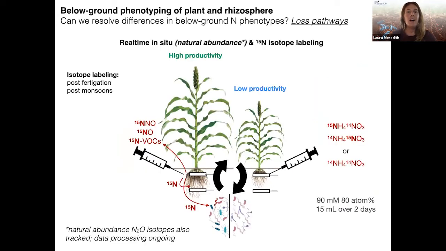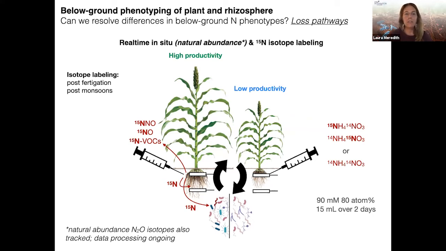One other angle that we took is to look at the isotopes of the nitrous oxide and nitrogen gases in the rhizosphere, because we're interested in the difference in the magnitude of that nitrogen loss, but also in understanding if there are differences in pathways and microbial processes that are interacting with plants, causing this.